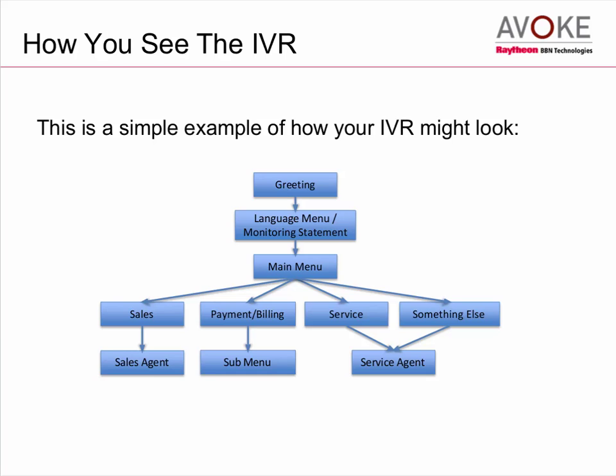If you're a DTMF system, you might hear main menu. For sales, press 1. Make a payment, press 2. Billing information, 3. Customer service, 4. For anything else, just press 0. And here you can see that down the different routes, you go through sales to your sales agent or through service or something else to a service agent, and then down the payment billing path, you get into a sub-menu which might offer self-service. But this is how we designed it, how we drew it up.